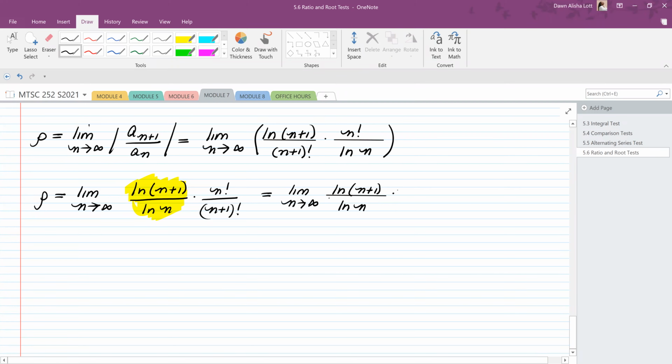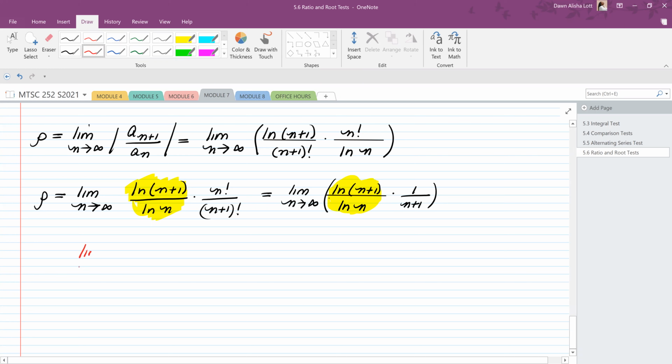And this is going to give me 1 over n plus 1. So I need to figure out what this is doing. I know 1 over n is going to infinity, so I need to figure out what this is doing. Okay, so let's figure that out for a moment.